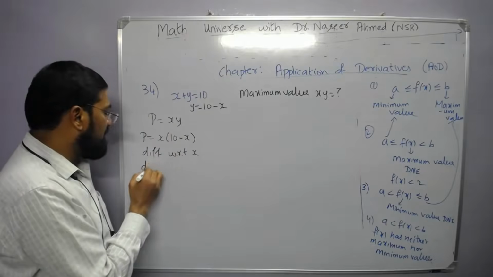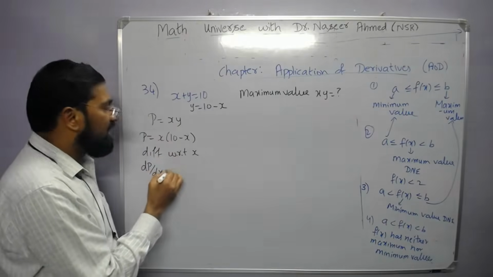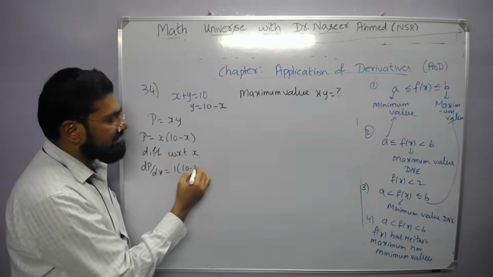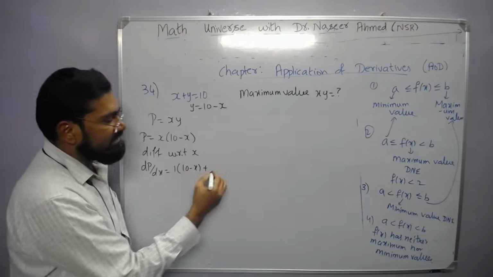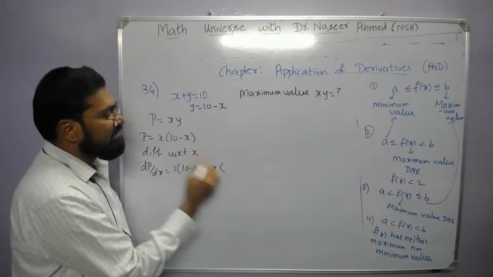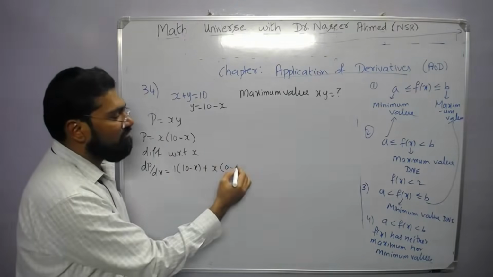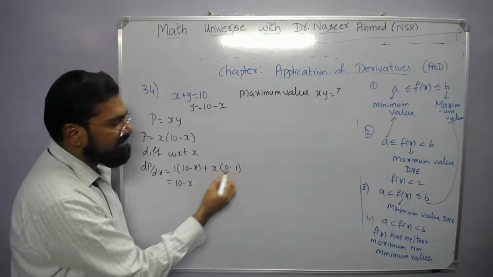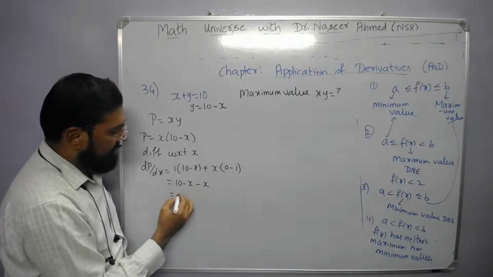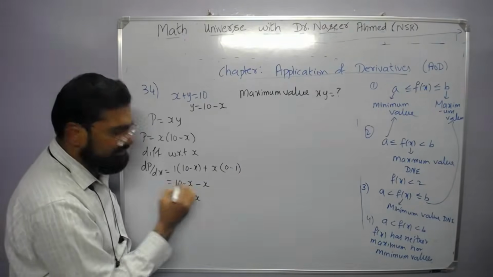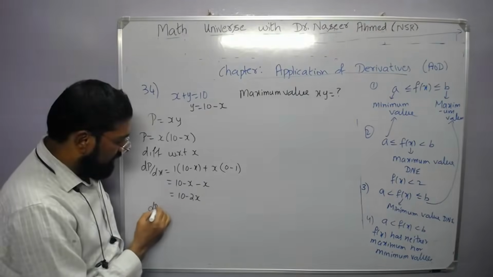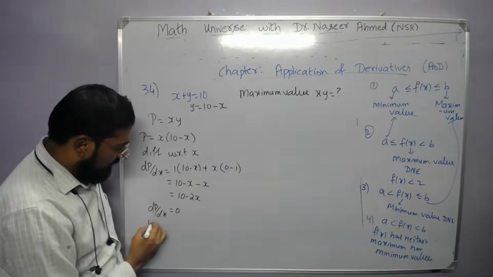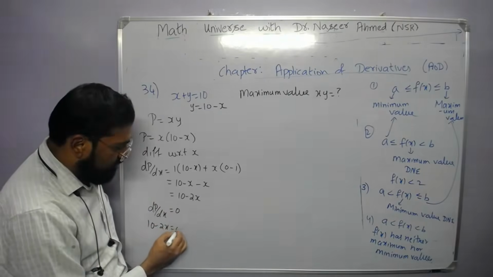Derivative of p with respect to x. Then I have to apply the UV rule. Derivative of x will be 1. 10 minus x as it is, plus keep x as it is. Derivative of 10 is 0, minus x will be 1. So 1 into 10 minus x is 10 minus x. Then x into minus 1 is minus x. So I will get 10 minus 2x. Now I want to find the critical point. So equate this derivative to 0. When I equate to 0, 10 minus 2x is equal to 0. Transpose here.